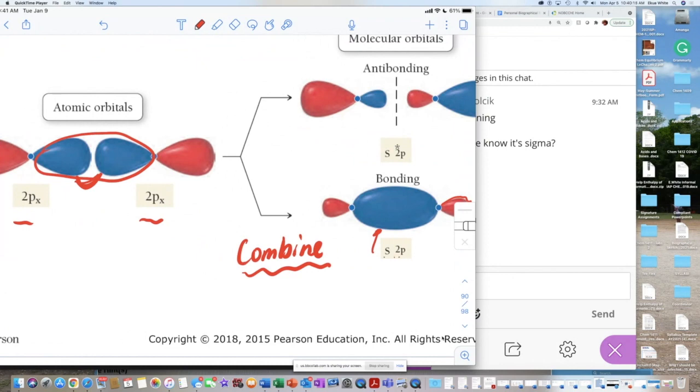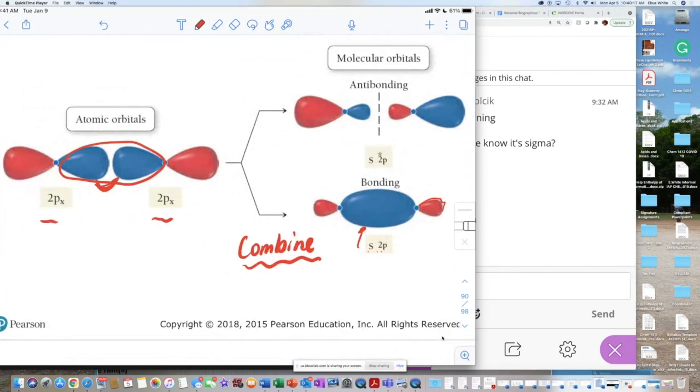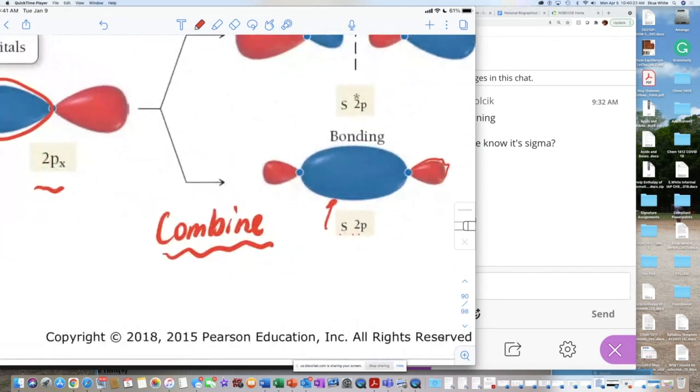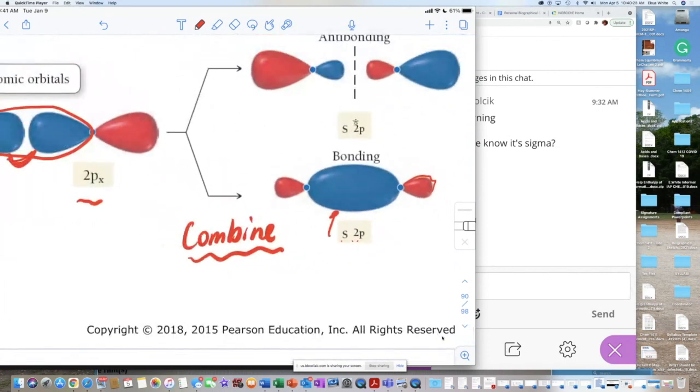Wait, what is this s? It's supposed to be 2p sigma. Are you kidding me? They put, sorry, this is supposed to be sigma. I don't know what this s is. It's supposed to be sigma.